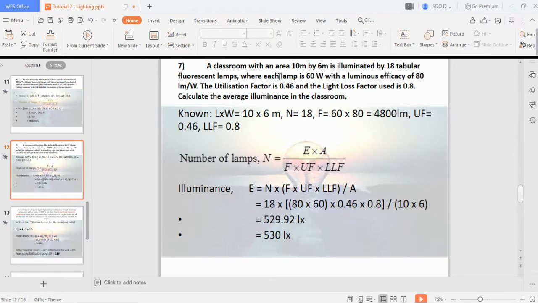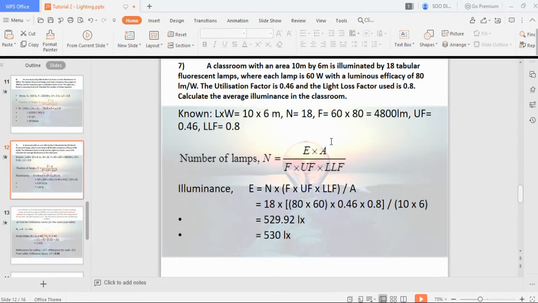Okay, so question 7 is still the same. You're given an area of 10 multiplied by 6, so this is your area, length and width. You are given the number of lamps, n, which is 18, and also F, which is 4,800 lumen, a UF of 0.46 and an LLF of 0.8. So you have to find out what E is, the lux.